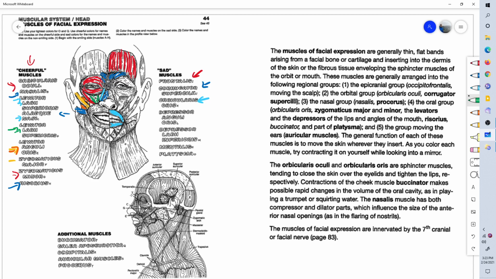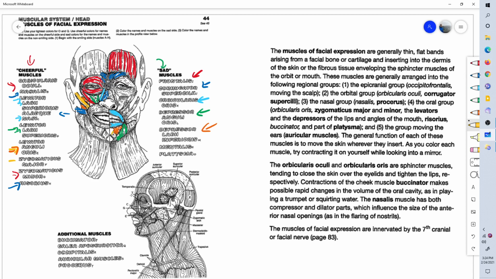The depressor anguli oris is this muscle, and it's aptly named. It goes around the angle of the jaw and it goes to the angle of the mouth and depresses it. It brings it down, pulls it downward. That's why it would be said to be a sad muscle. Depressor labii inferioris would be this muscle here, also pulling the lip down in a sad type of motion. That's the depressor labii inferioris.